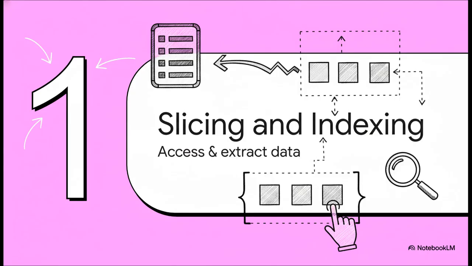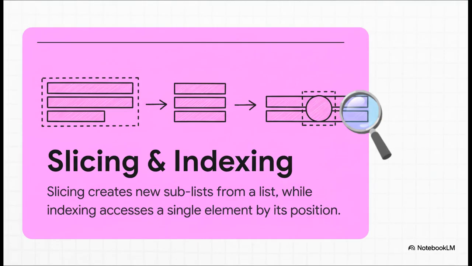Okay, let's dive right in. First up, slicing and indexing. Honestly, getting good at these is absolutely fundamental if you want to work with list data effectively in Python. Think of it like this. Slicing is your go-to tool for grabbing whole sections of a list. Now, the key thing to remember here is that slicing doesn't mess with your original list. It always hands you a brand new one.